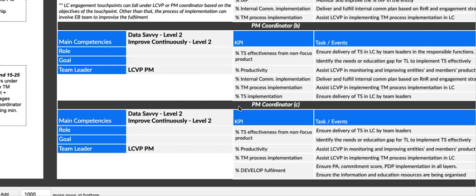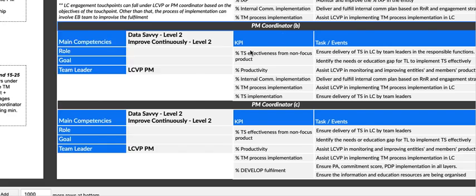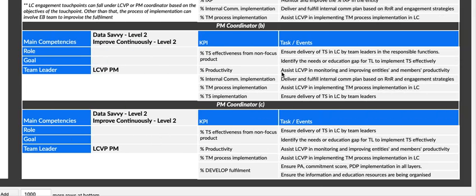Okay, so by the difference of JD, if you look at it, for PM coordinator B, here that is B and C. For PM coordinator B, other than effectiveness of team standards for non-focused product, productivity, internal com, basically it just replicates what needs to happen for LCVPs, which is the same as what needs to happen for the PM coordinator as well.